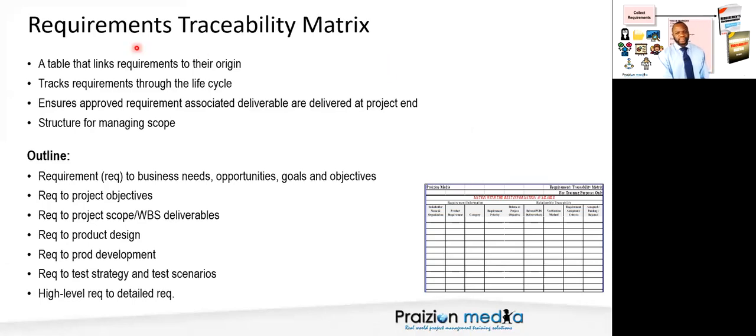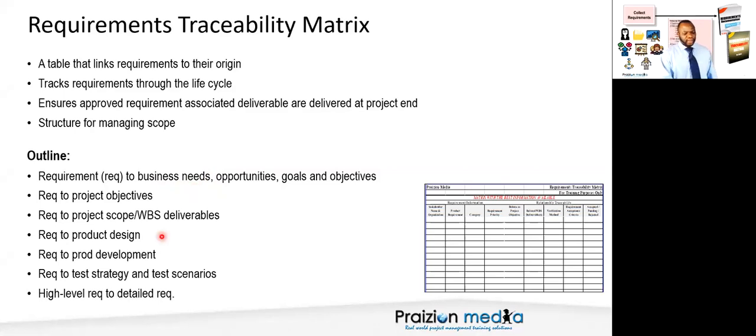So the requirements traceability matrix is a table that links requirements to their origin. It tracks requirements through the life cycle. It ensures approved requirement associated deliverables are delivered at project end. It's a structure for managing scope. And you can see here the outline. You can have requirements to business needs, requirements to opportunities, requirements to goals. You could map requirements to project objectives. You could map a requirement to many, many things, to a WBS deliverable, to product design, to product development, such and such.